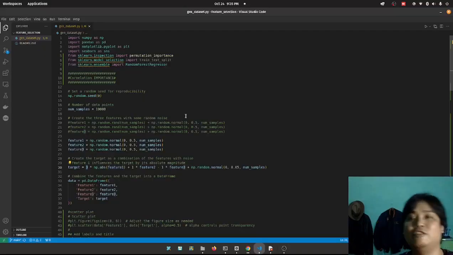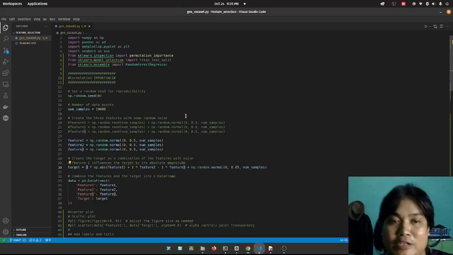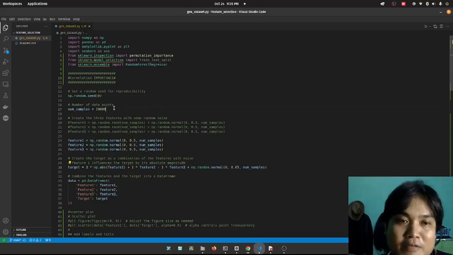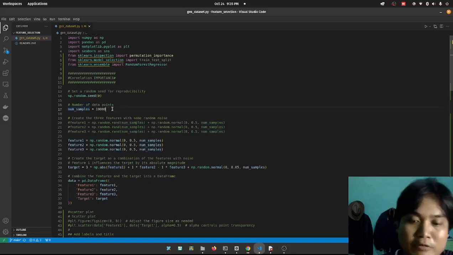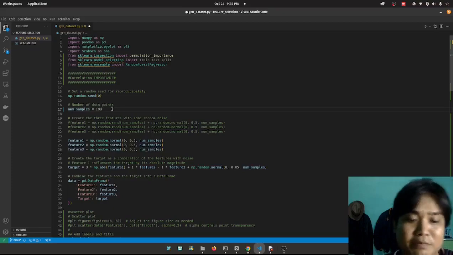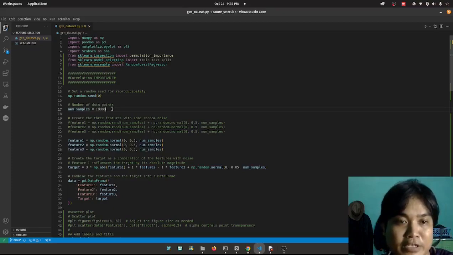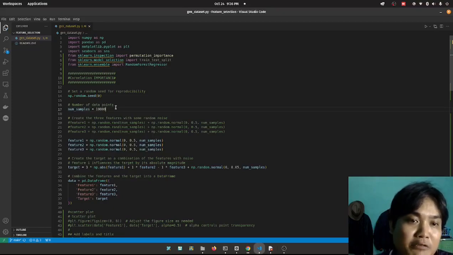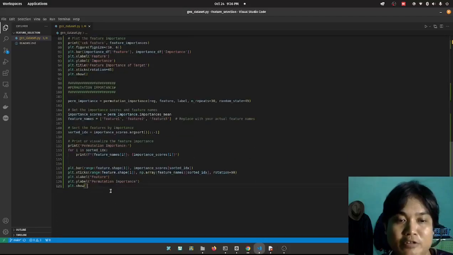I think that's all for the experiment. Oh yeah, I forgot to mention that for this experiment to bring a consistent result, your number of samples must be huge. So you can do it with 10 samples or 100 samples, but here I'm using 10,000 samples. I think that's all.